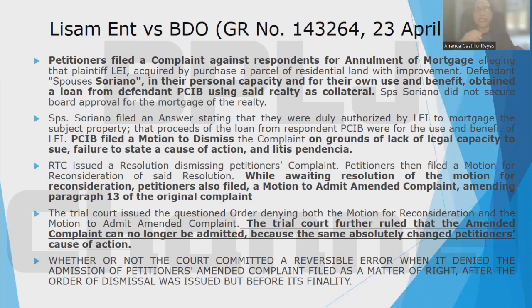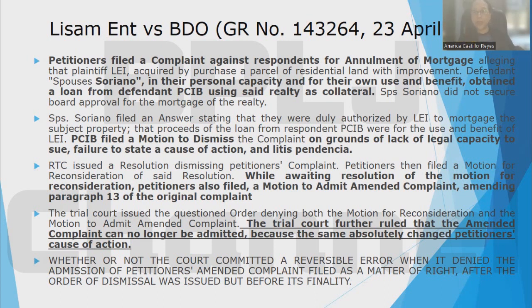We have the case of Lee Sam versus BDO. In this case, the petitioners filed a complaint against the respondent for annulment of mortgage. The spouses Soriano, in their personal capacity and for their own use and benefit, obtained a loan from the defendant PCIB using the said realty as collateral. However, the spouses Soriano did not secure board approval for the mortgage of the realty.